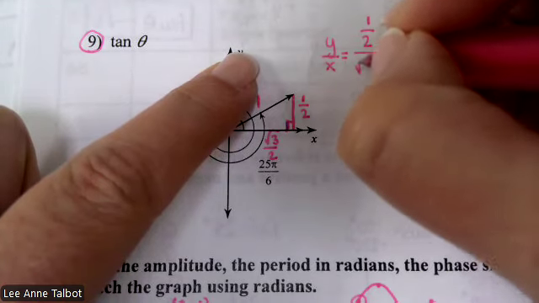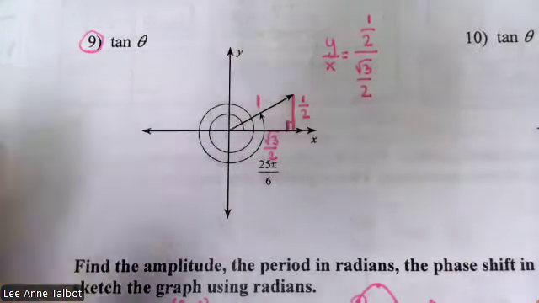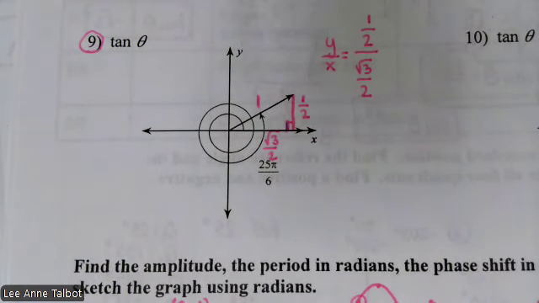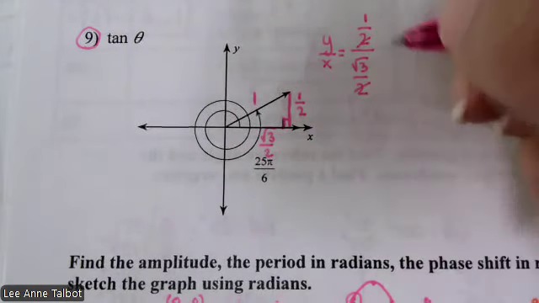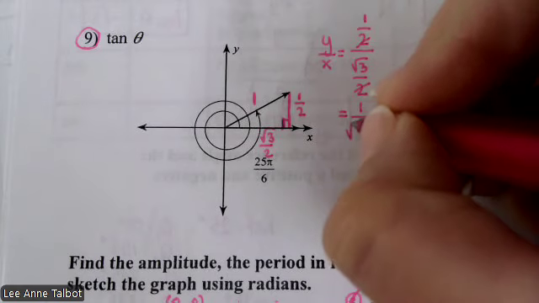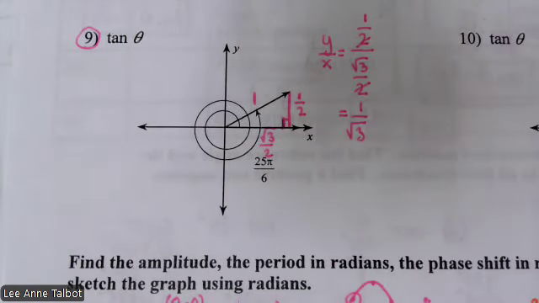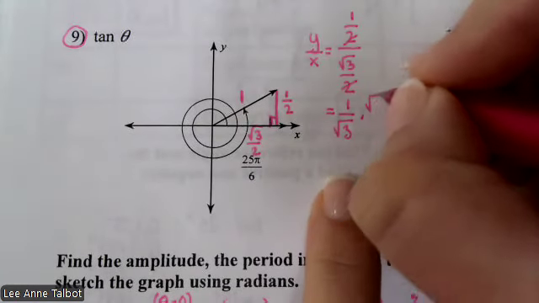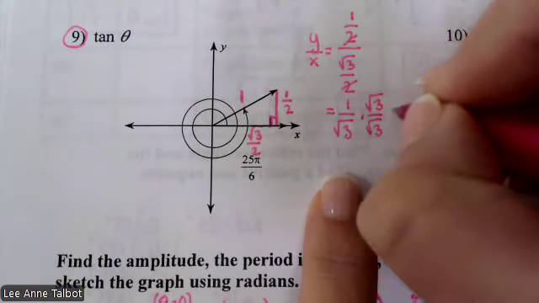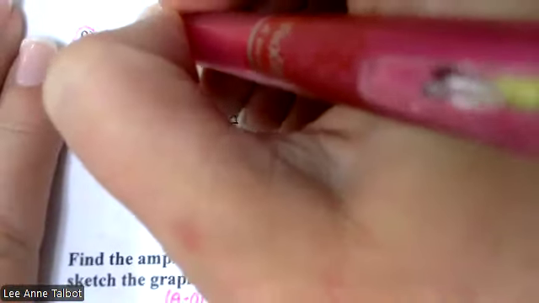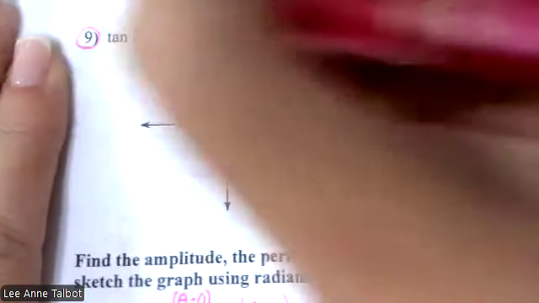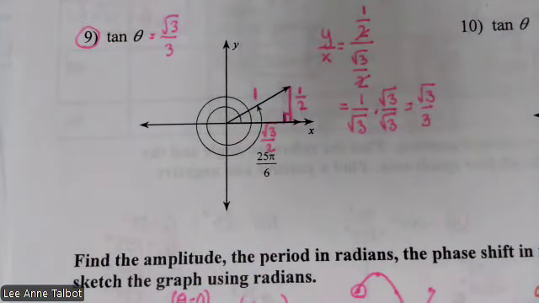So y over x. The 2's cancel in our fake keep change flip. And I have 1 over √3. And then I rationalize the denominator. And I've got √3/3.